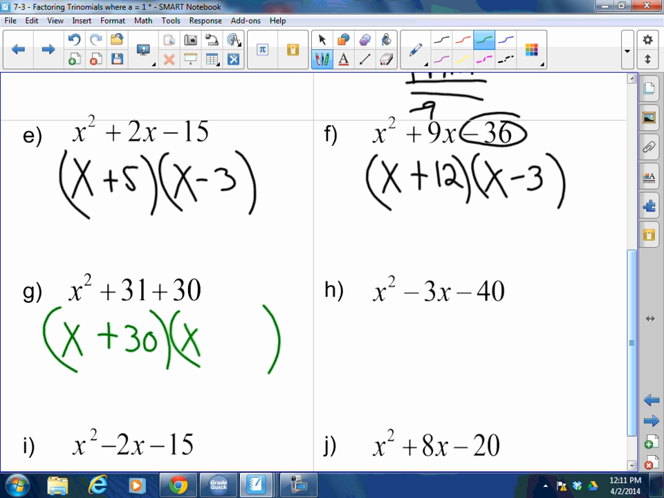Positive 30 and positive 1. Okay, guys, remember what I had said. You're very rarely going to get prime.